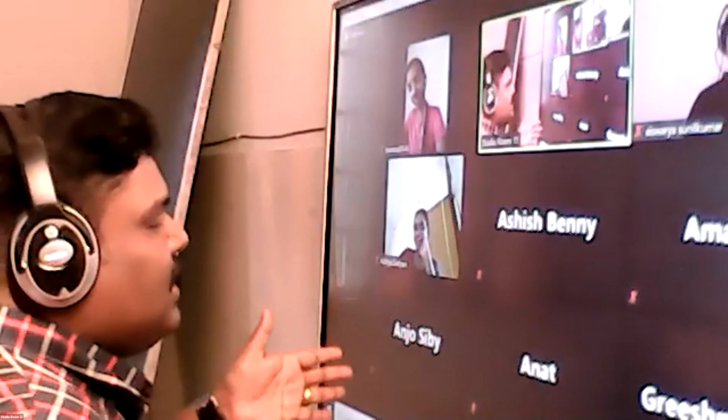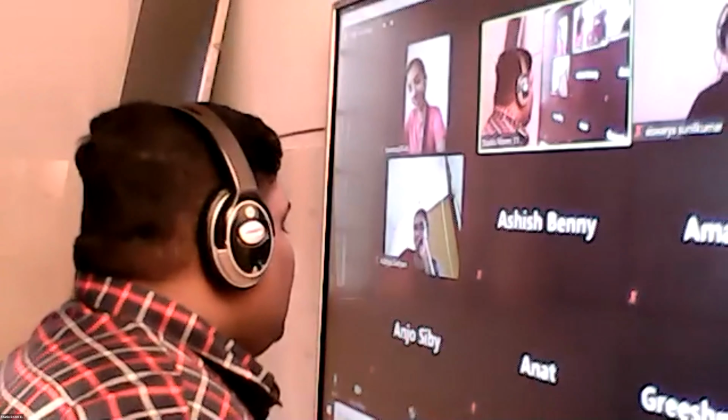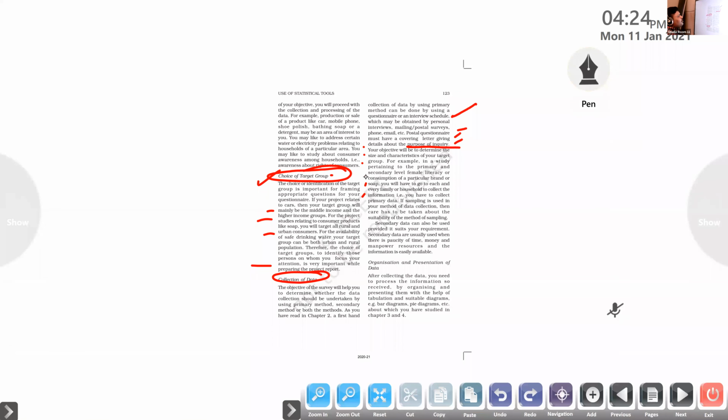Basically, these people are using these techniques to force the people to purchase that particular product. Just keep this idea in your mind. Okay, so you have to collect primary data. So this is a method of collecting a sample only. So they are easily able to increase their selling or sale in the market. At the same time, they are able to collect the number of people using their soap.